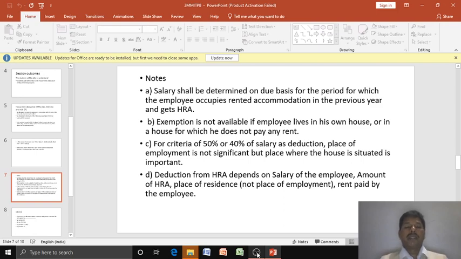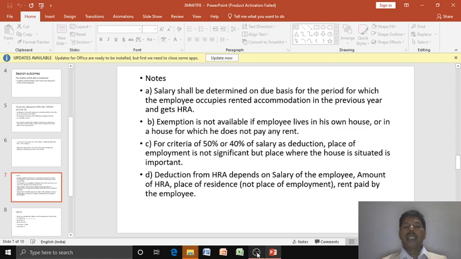As it is a part of salary, salary shall be determined on a due basis for the period for which the employee occupies rented accommodation in the previous year and gets HRA. That's the first aspect that we have to understand and memorize.